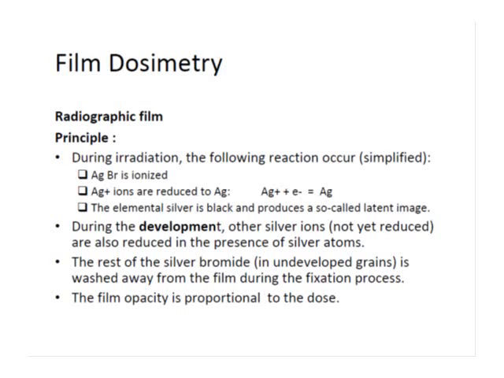The image shows the negative image, which we call the latent image. The large dose exposure area will be more darkened, and the light radiation exposure region contains very light structures. So the film opacity is proportional to the amount of dose exposed to that particular part.